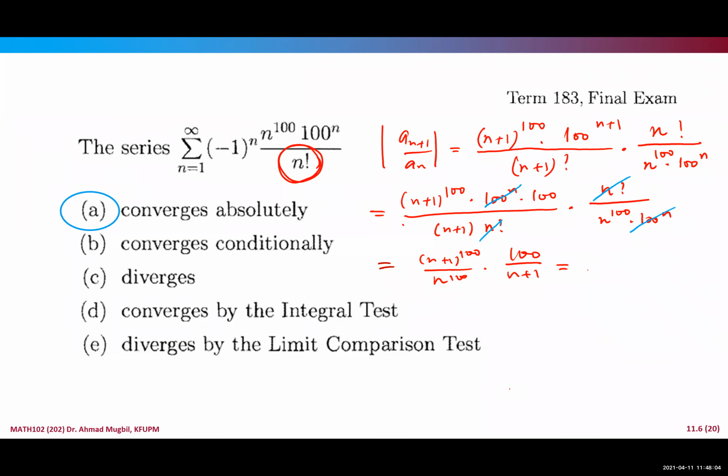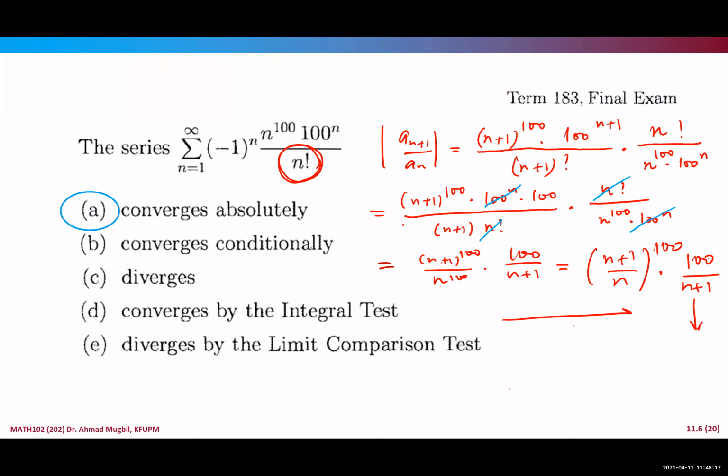Here we have ((n+1)/n)^100 times 100 over n+1. The limit of this when n goes to infinity, what do we have here? We have 1 here, and 0 here. Is that right? So 1 times 0 is 0. 0 is less than 1, so it is absolutely convergent by the ratio test.